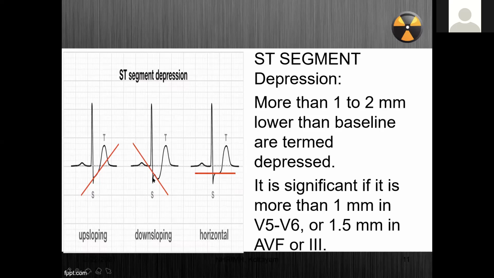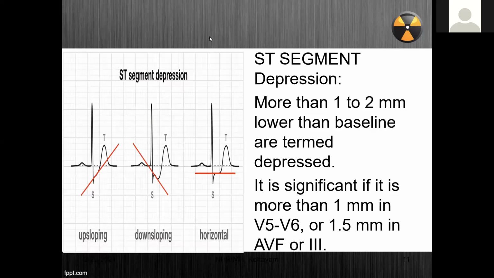If it is down sloping, the first one is normal, the second one is slightly curved, a bit trough-like, a down sloping ST curve, and the third one is horizontal, just slightly above the down sloping. In any of the leads, like V5 to V6, or 1.5 mm in AVF or lead 3, if you could see any depression or down sloping of the ST segment after the J point, then you can consider it as even MI.